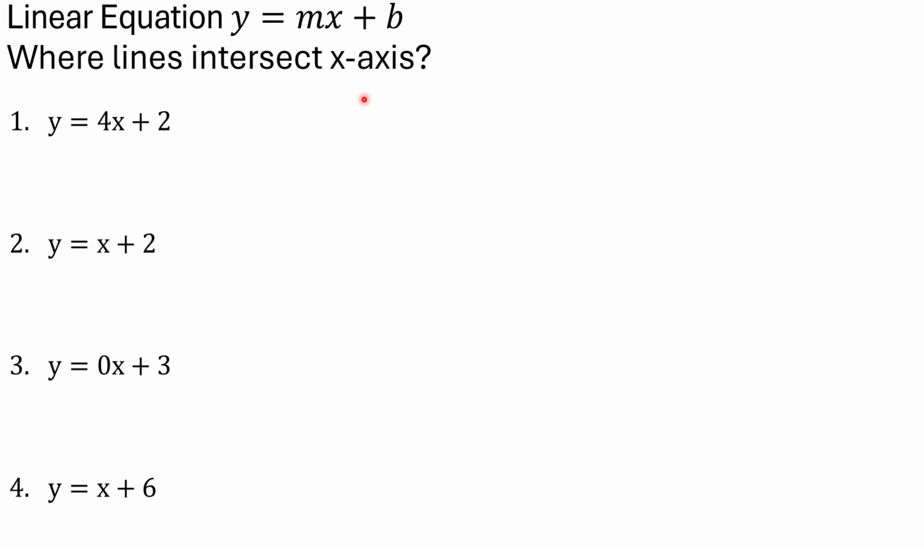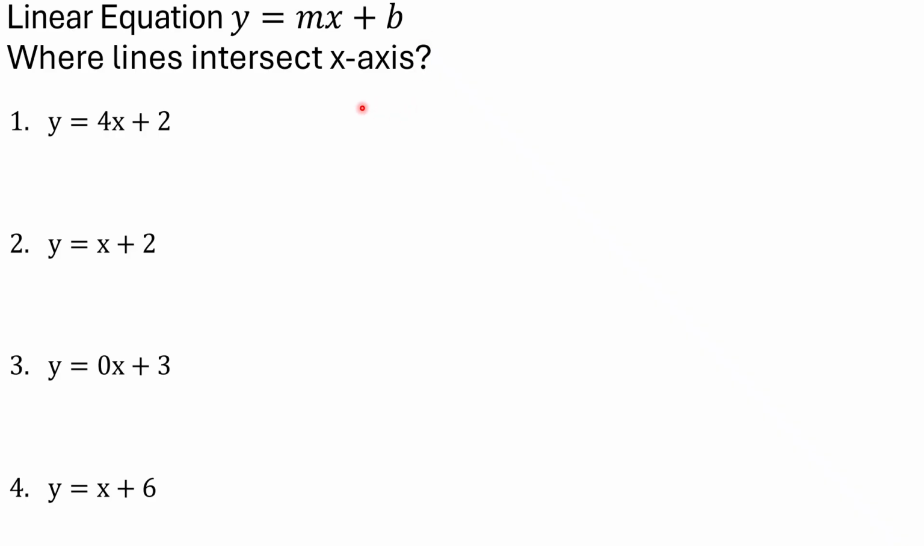Okay, another quick practice video where we're looking at the linear equation. In this case, we're going to look at these lines and where they intersect the x-axis. If you remember, b is the y-intercept, right? And we can determine that b is the y-intercept because if we plug in x equals 0, which is where the y-axis is, then we get y equals b.